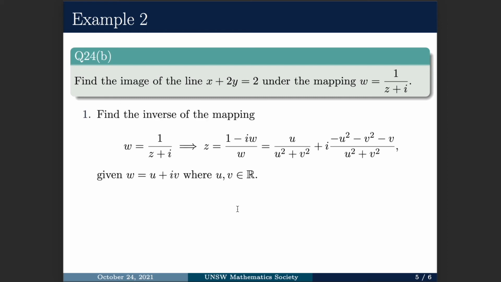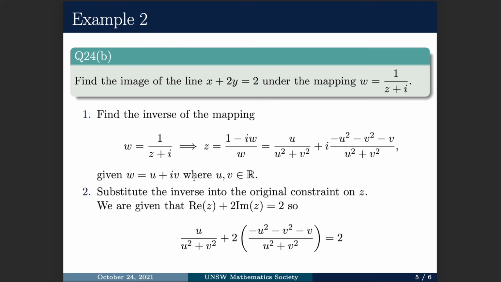So first step, once again, is to find the inverse of the mapping. But this time I'm going to expand this out into its real and imaginary components, where the real and imaginary components of z are written in terms of u and v, which are the real and imaginary components of w.